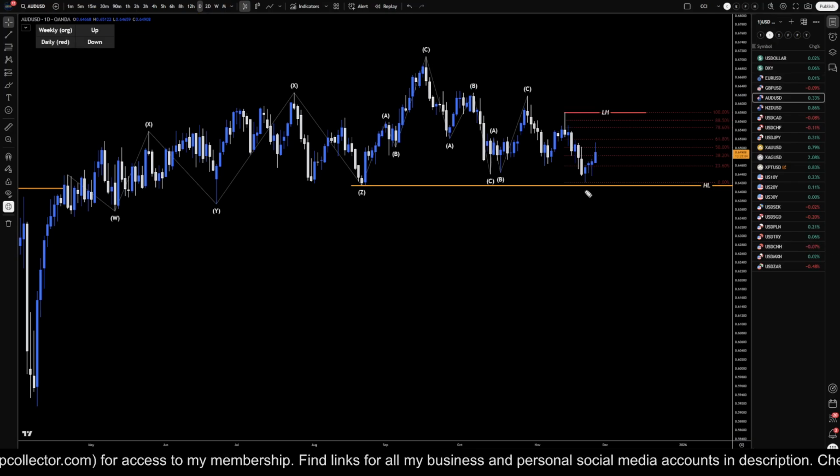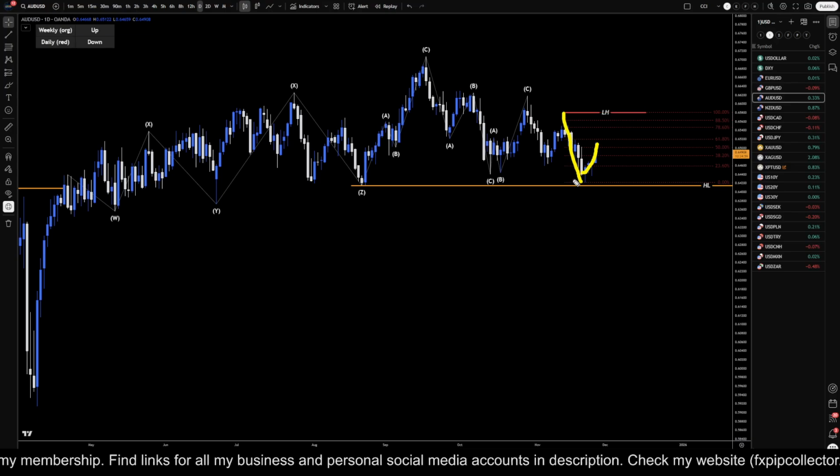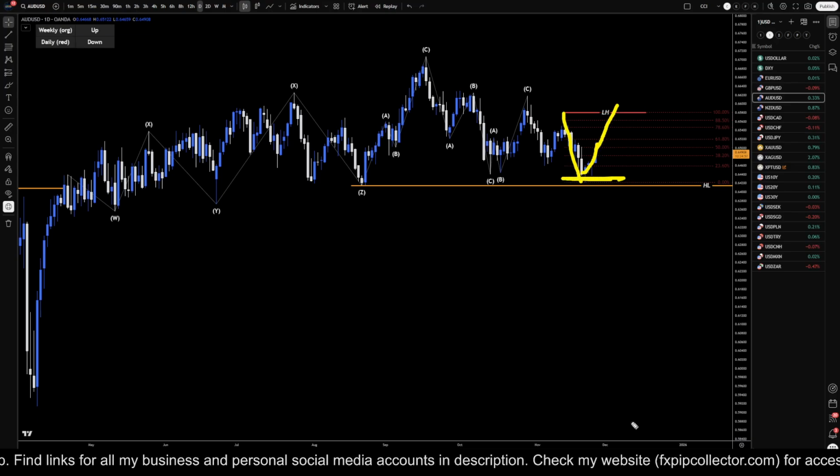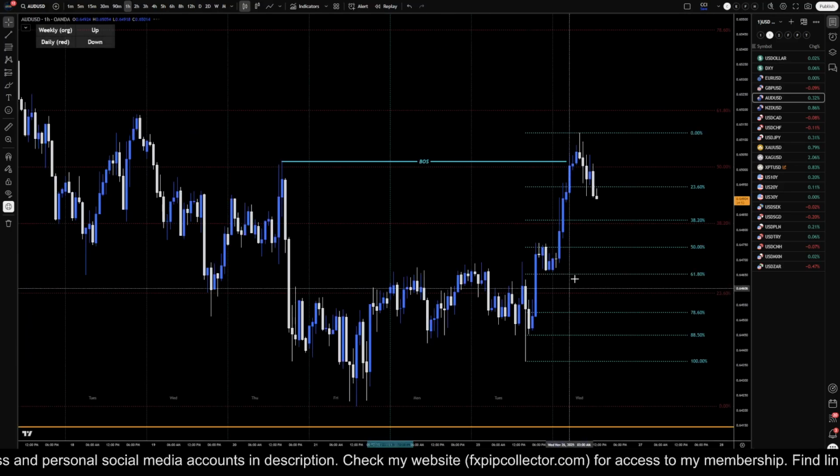So our job is to try to figure out whether this move up right here is a pullback to this move down, or whether this right here is some kind of a bottom and it's going to go up and take out the previous highs. Meanwhile, we will be looking for longs on shorter time frames.